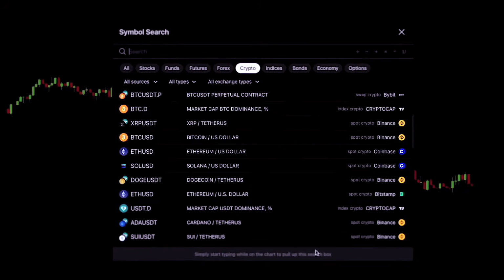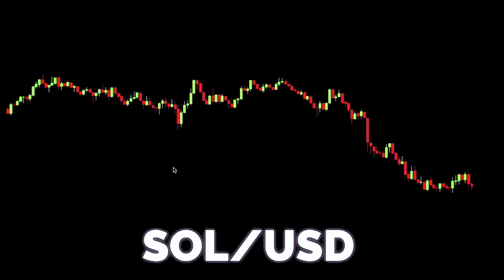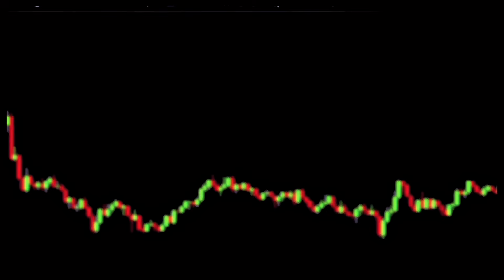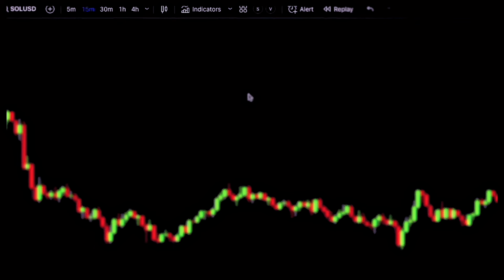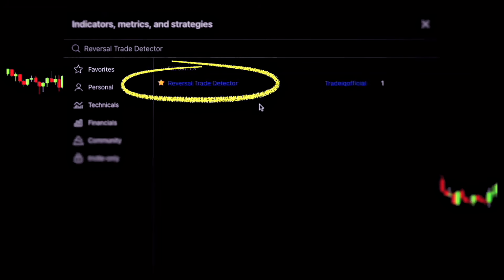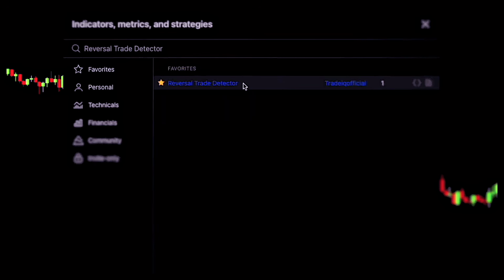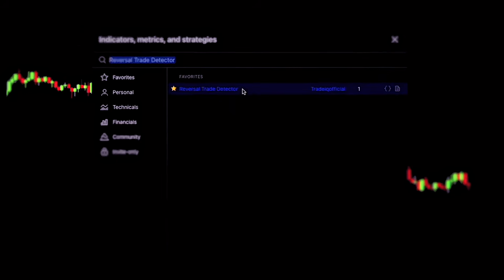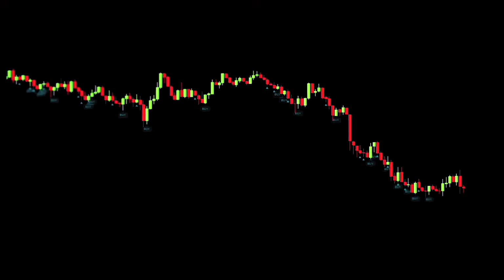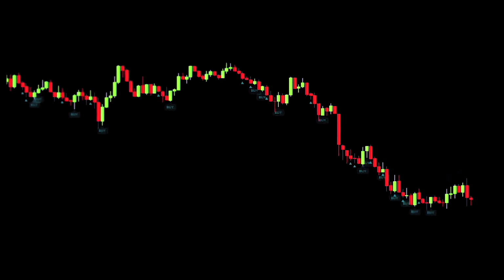Let's start with the TradingView chart. I'm using Solana's price chart as an example, but this setup works for crypto, stocks, or Forex. Your choice. For our first strategy, I'm picking the 15-minute time frame and going indicator-based. Open the indicator search bar, type reversal trade detector, and add it to your chart. At first glance, this tool looks basic and some signals can be off, but don't worry, I'll show you how to filter out 90% of the dots.